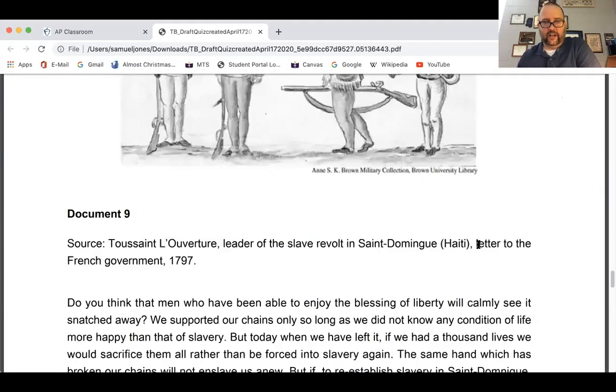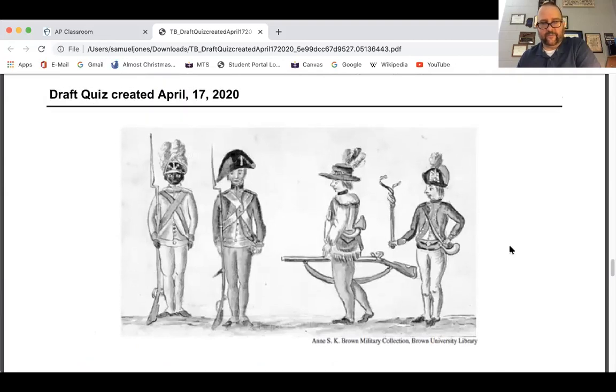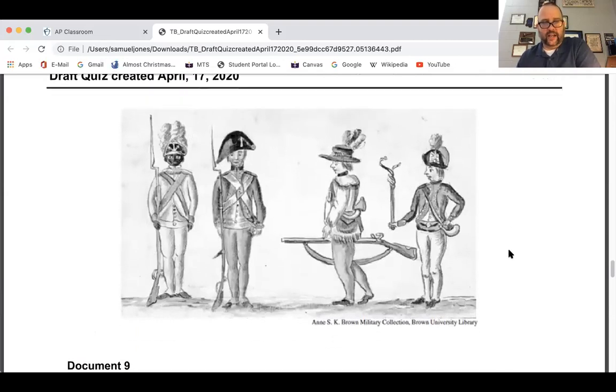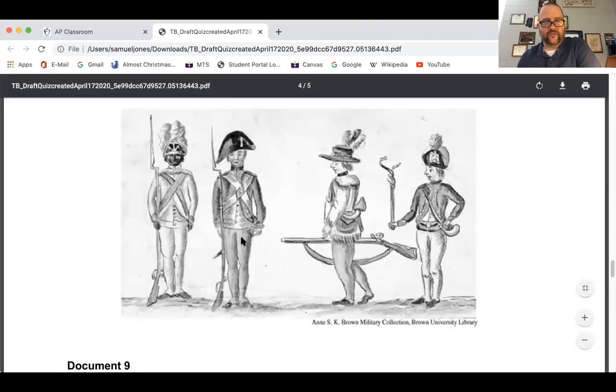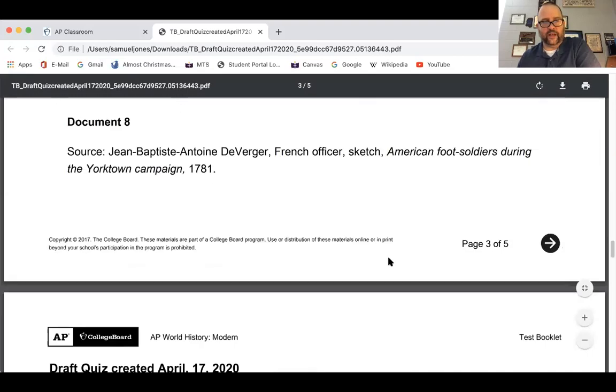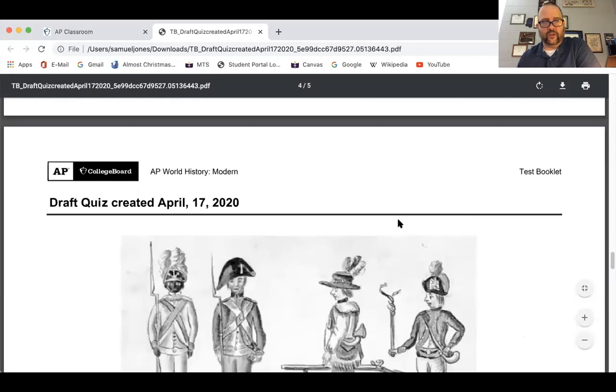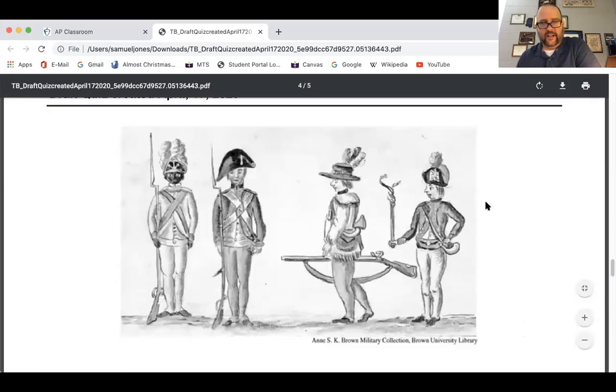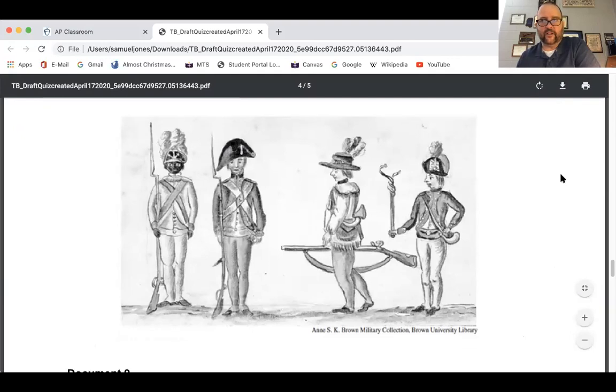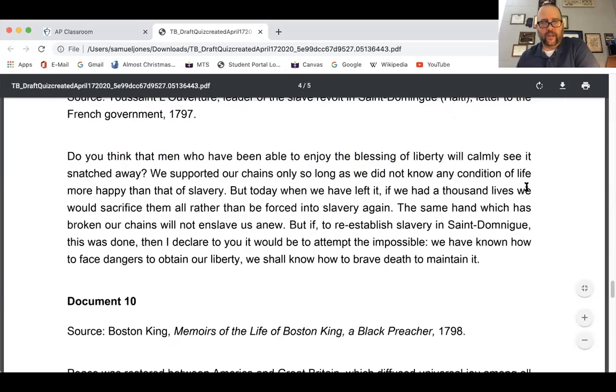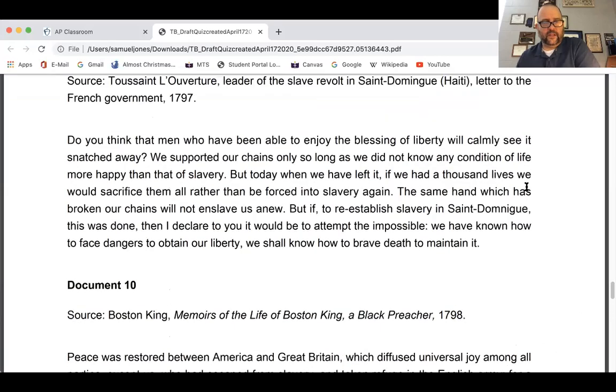This document right here is simply just an image. And what we're seeing there is, it looks like you have a black soldier who is fighting in some sort of a political campaign there. American foot soldiers during the Yorktown campaign. So it looks like these American soldiers or these French soldiers had black people serving in there. Well, that's interesting. I wonder what kind of group that would form if these are the documents we had to go on. Let's see here.